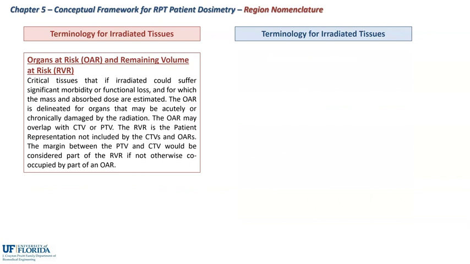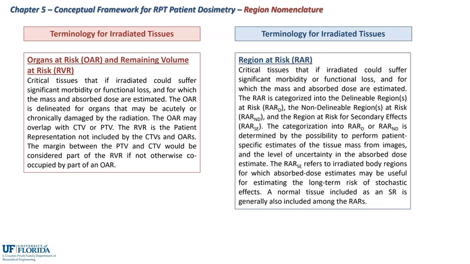And finally, we have organs at risk and remaining volume at risk within the standard radiotherapy series of ICRU. In our report, we define the region at risk, RAR: critical tissues that, if irradiated, would suffer significant morbidity and functional loss, and for which the mass and absorbed doses are estimated. There again, we can divide the RAR into delineable and non-delineable regions. We also define the RAR-SE, the irradiated body regions for which absorbed dose estimates may be useful for estimating long-term risk of stochastic effects, such as secondary cancers. Normal tissues included in the source region are generally included in all these RARs.